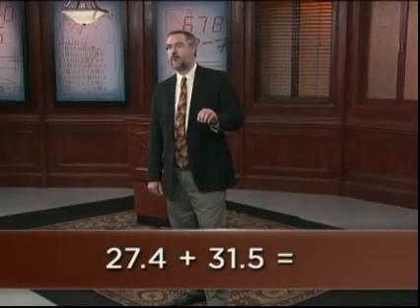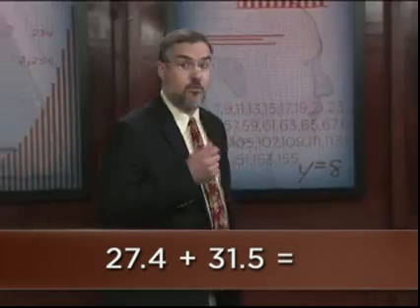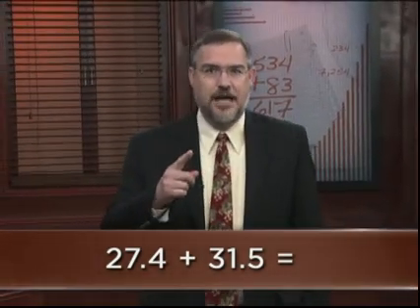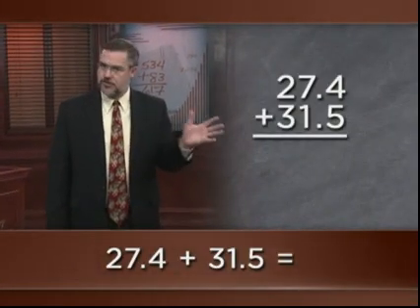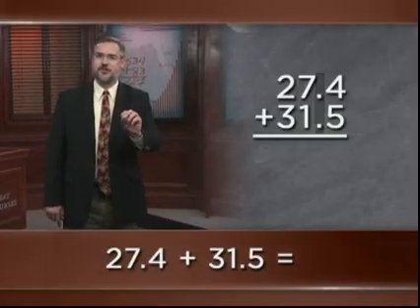Now, let's start with a quick example, just to make sure we have the basic idea in place for adding two decimal numbers. Here's the problem I'd like us to look at. Calculate 27.4 plus 31.5. All right, we need to add these two decimal numbers, and the first thing we have to do is write them vertically, one above the other, just like we did with whole numbers, and now we're going to line up those decimal points.